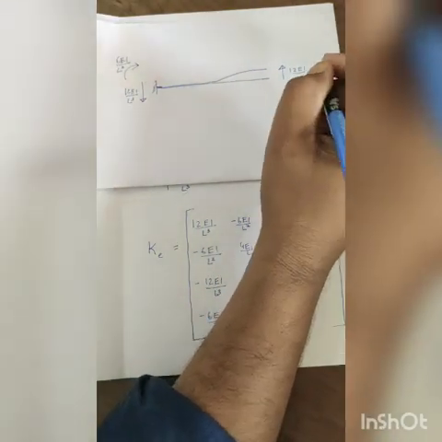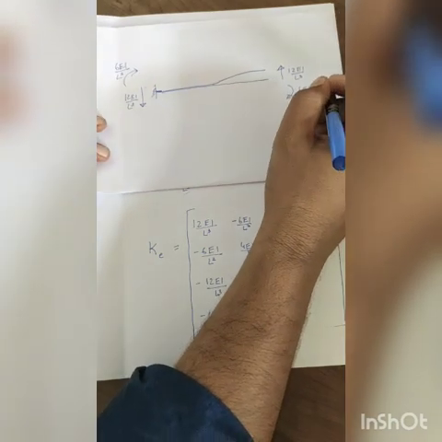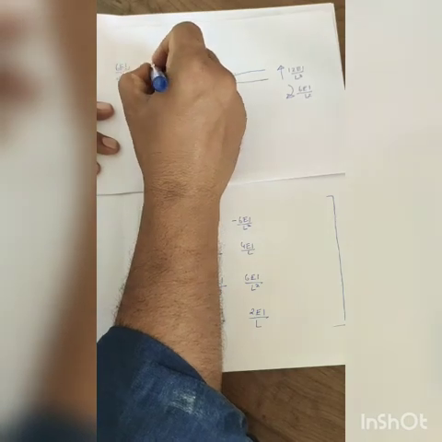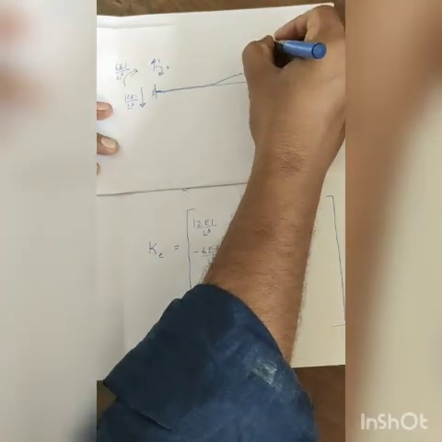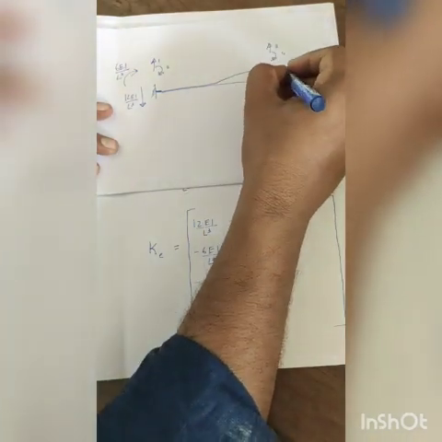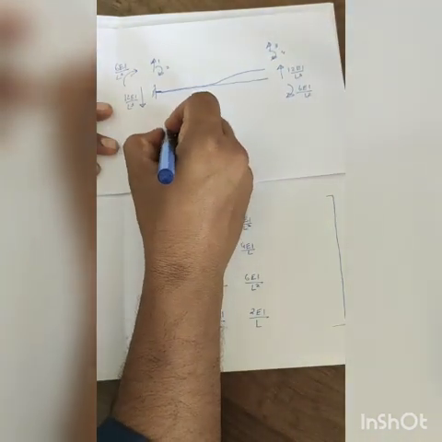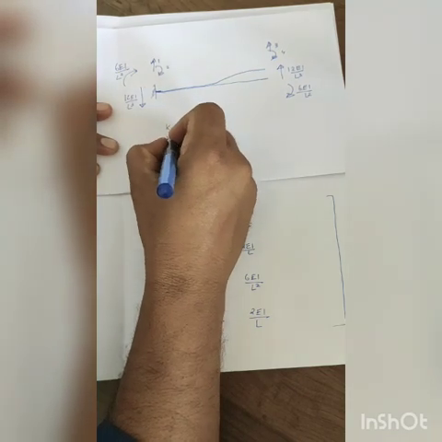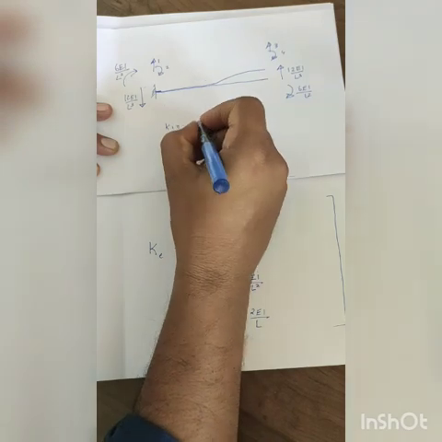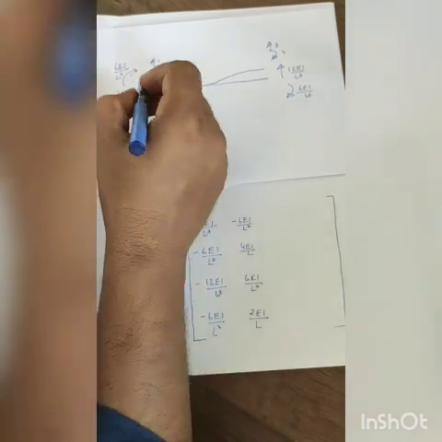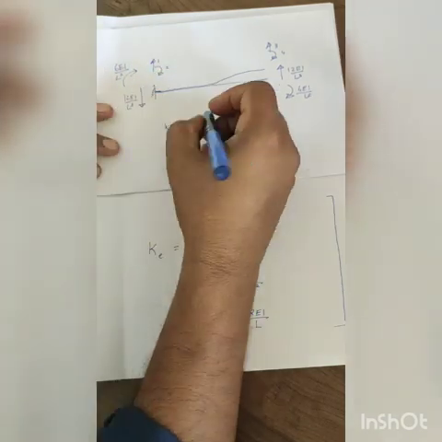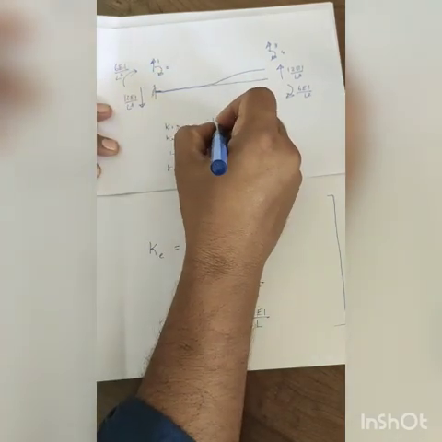I believe you are clear with this concept. Now the directions are 1, 2, and 3, 4. Now we are going to fill. This is actually the third ordinate, so we are going to fill K13, K23, K33, and K43. K13 is the force coming at the first location. Here it is in the downward direction, so minus 12EI by L cube.